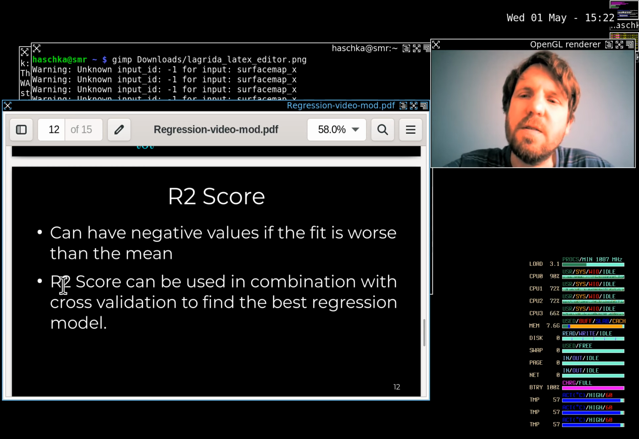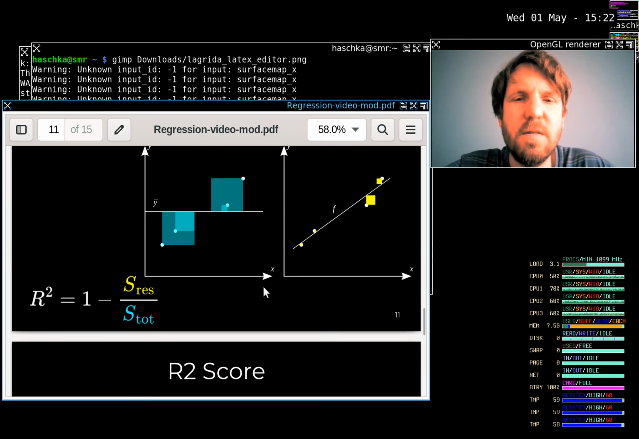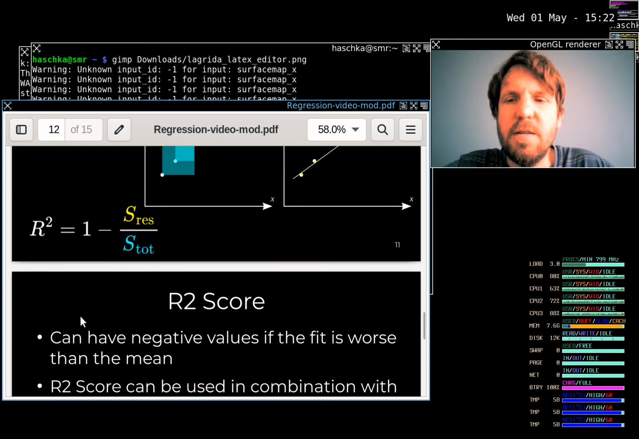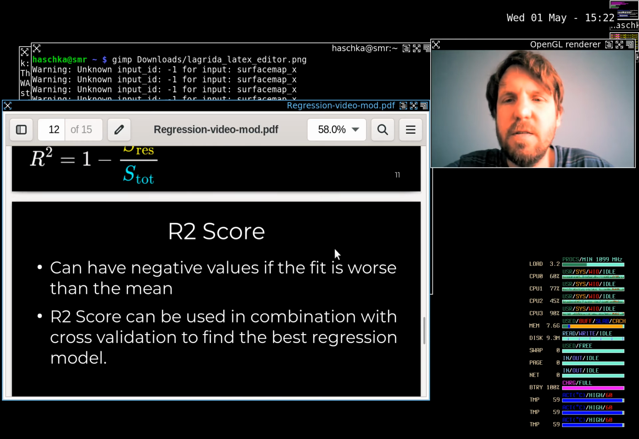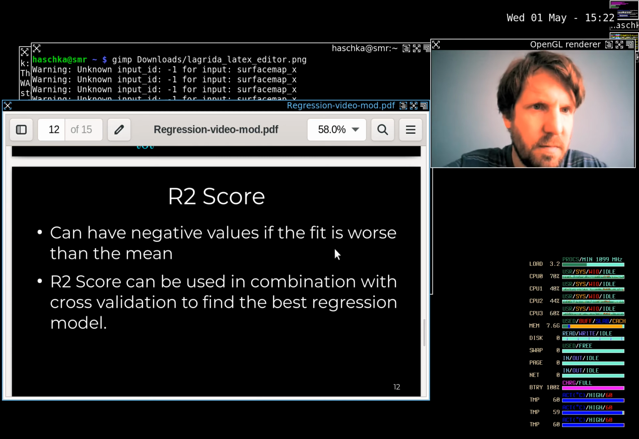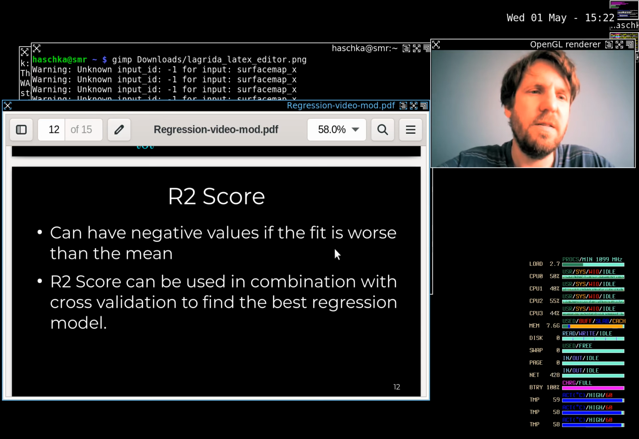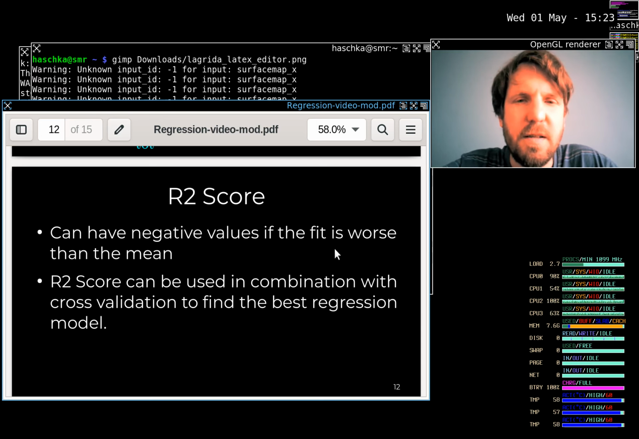And of course, the R2 score can be used, for instance, in combination with cross-validation. So we use cross-validation just as we did in the classification case, and we can use the R2 score to evaluate our models and find which model shows the best R2 score, something like this during the cross-validation on the test set. Okay, this is basically how it works.